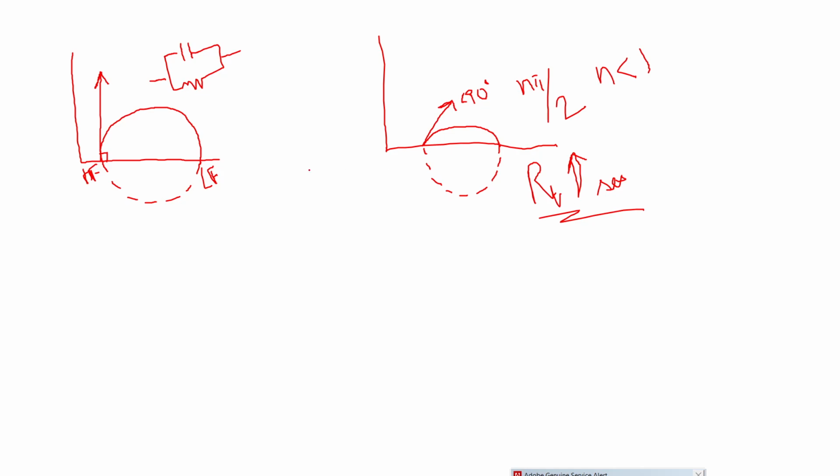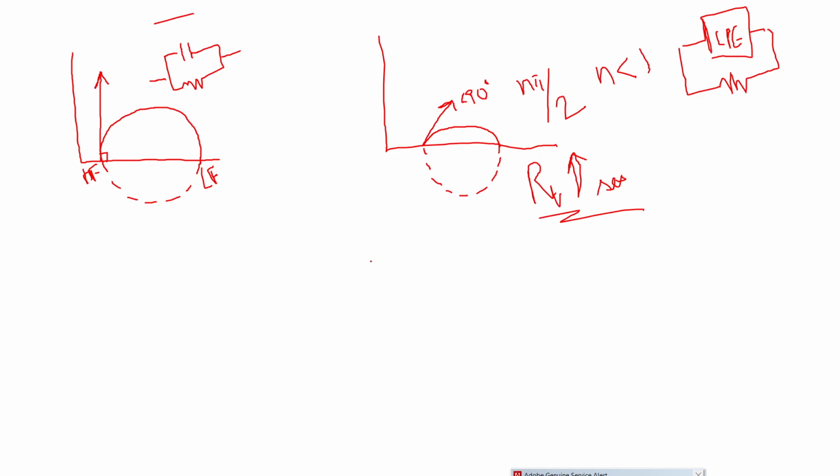Now in this case, instead of a capacitor, we'll be using a constant phase element to model the system. Instead of a capacitor, you will be using a constant phase element to fit the circuit.